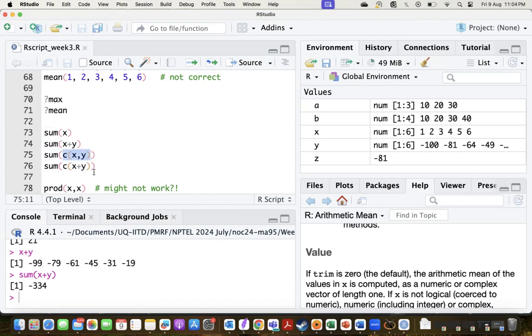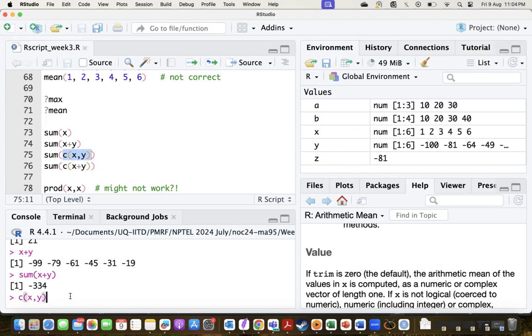Let's talk about what is happening here. This is a combine function. So I am combining vector with vector. What do you think that means? I have a 6 element vector. I have another 6 element vector. And I'm saying combine them. So what do I get as the output here?